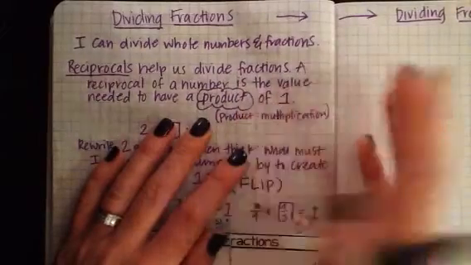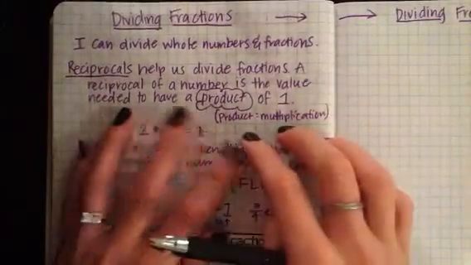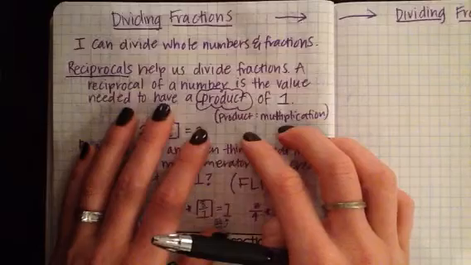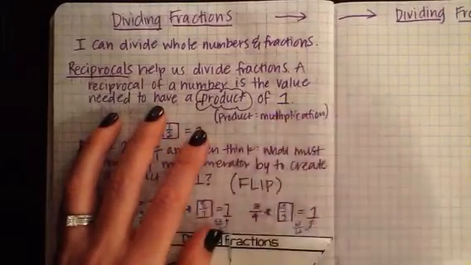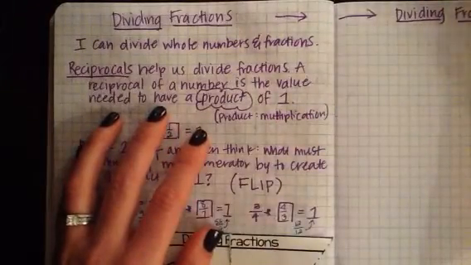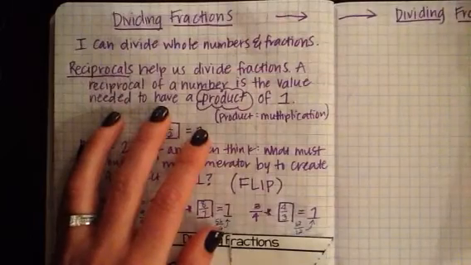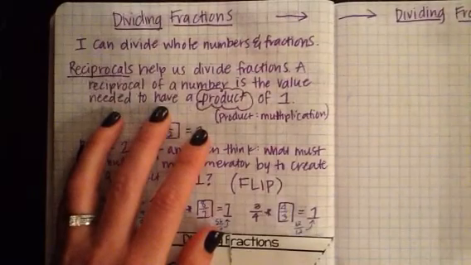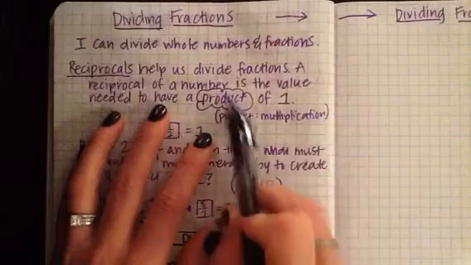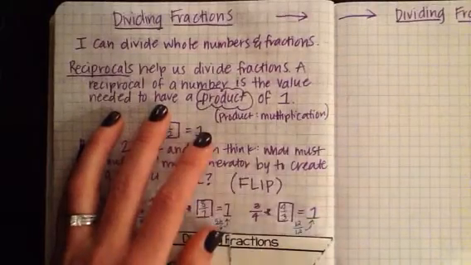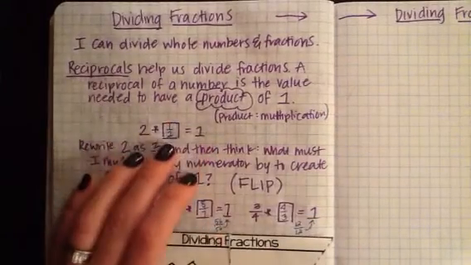Reciprocals do help us divide fractions, and it's basically the value needed to have a product of 1. So if you have a fraction, it's thinking about what can I multiply that fraction by in order to get a product of 1. Product again means multiplication, just a little side note, that's more of an annotation. But you do need to write that down.